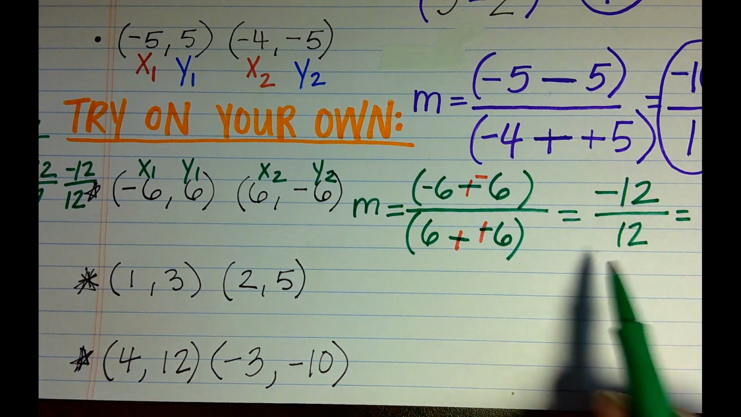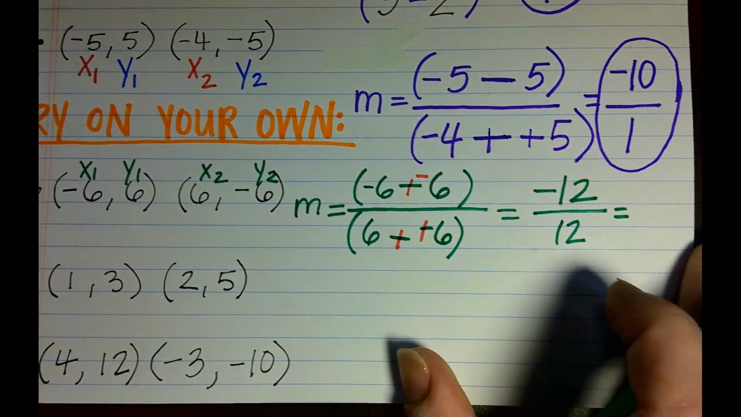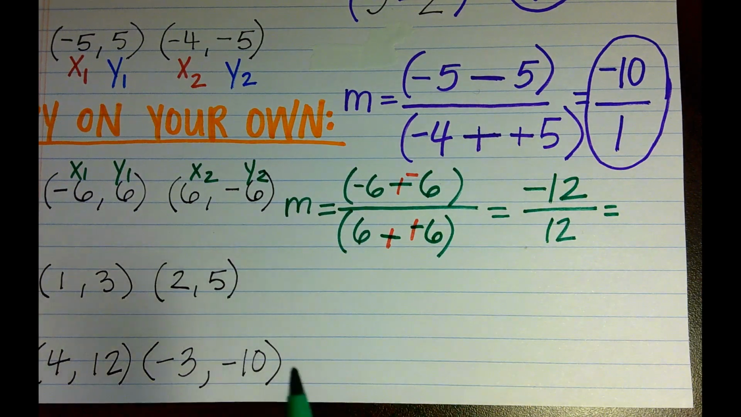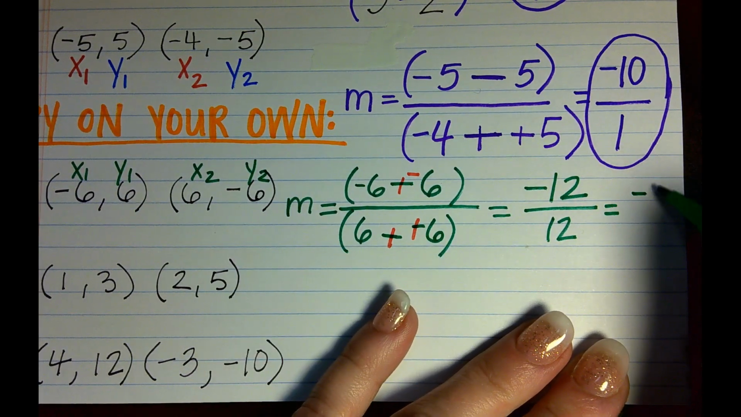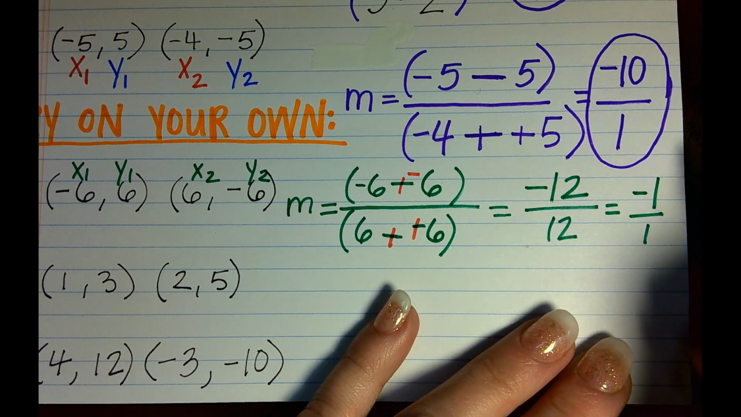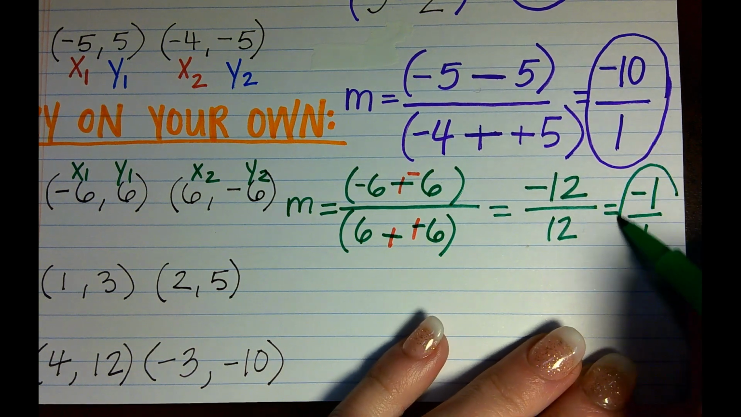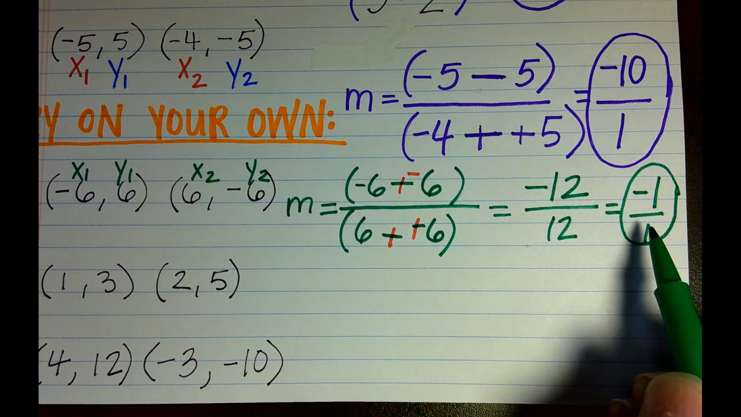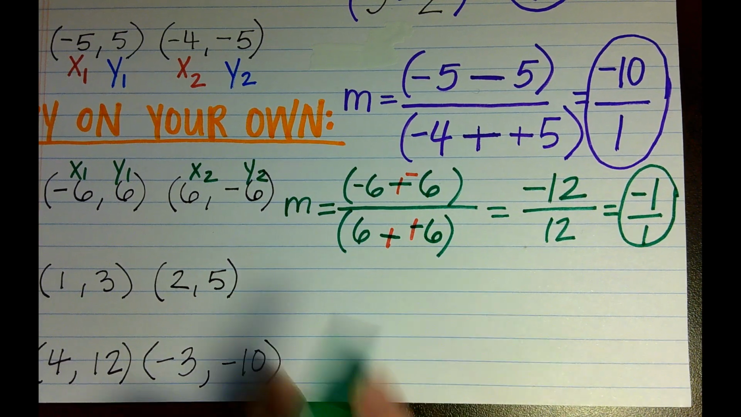Okay, so -12 over positive 12, that is our correct slope. And what does it simplify to? 1. Oh, 1, is it negative or positive? -1. My bad. No, you're good. That's perfect. So this should be our answer.